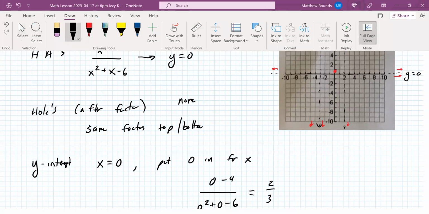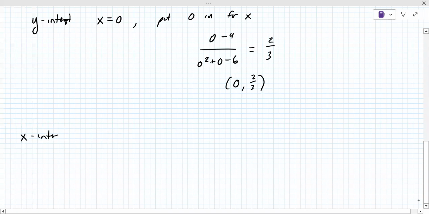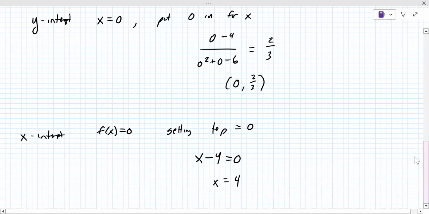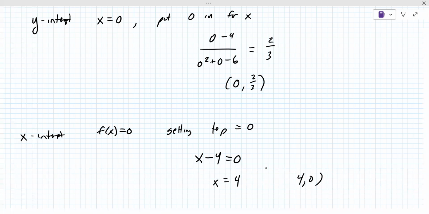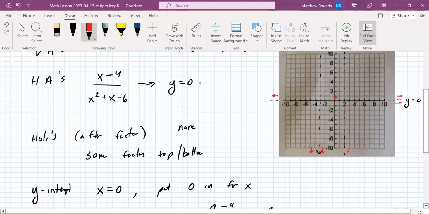And then the last thing is the x-intercept. The x-intercept comes from setting f of x equal to 0, but more generally, this comes from setting the top equal to 0. Okay, so setting the numerator x minus 4 equal to 0, solve for x, x is 4. So that's another data point. When x is 4, y is 0. So we'll go back to the graph and plot that point on there, 4, 0. Okay, here we go.